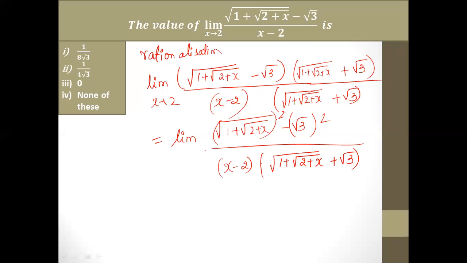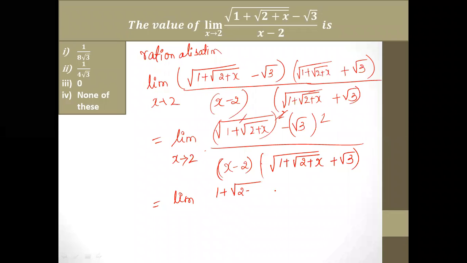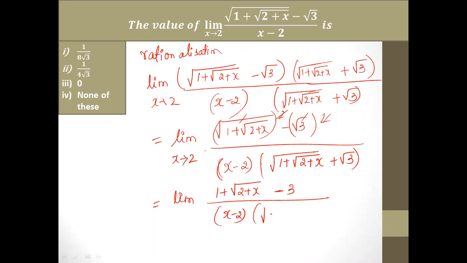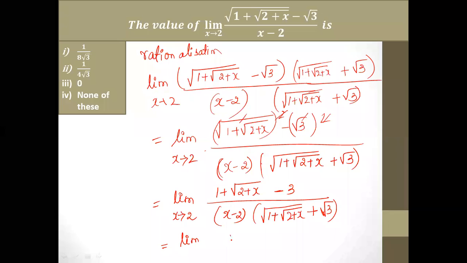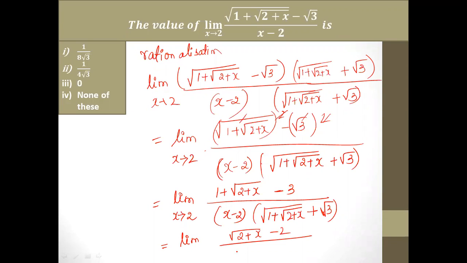Now the square root and square get cancelled. So in the numerator we'll be remaining with 1 plus root 2 plus x minus 3, as x tends to 2. So what is 1 minus 3? It is minus 2. So it is limit of root 2 plus x minus 2 divided by x minus 2 into square root of 1 plus root 2 plus x plus root 3.